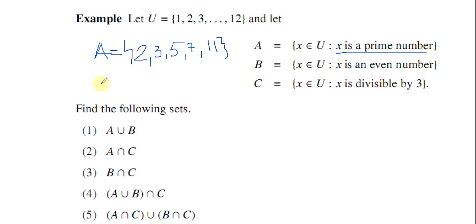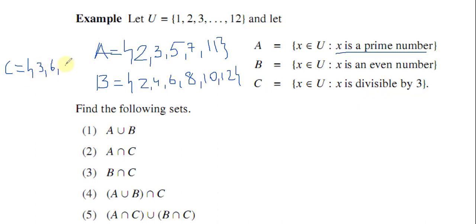And now B set. B set is X is an even number. So we need to take all even numbers till 12. It is 2, 4, 6, 8, 10, and 12. And set C. C set is X is divisible by 3. It is 3, it is 6, it is 9, and it is 12. So we have 3 sets, A, B, and C.